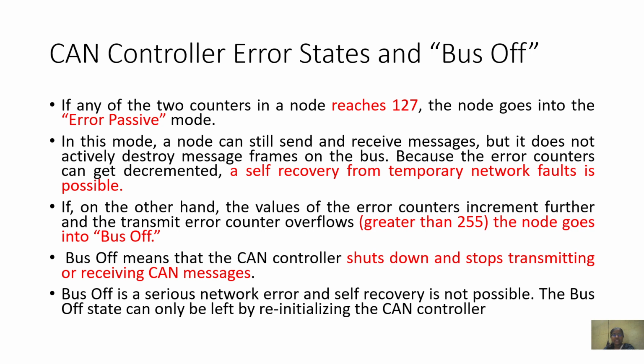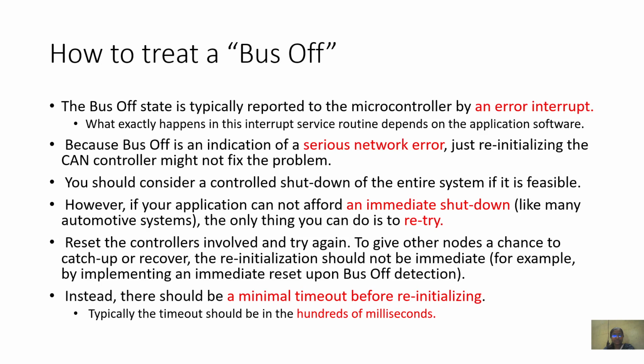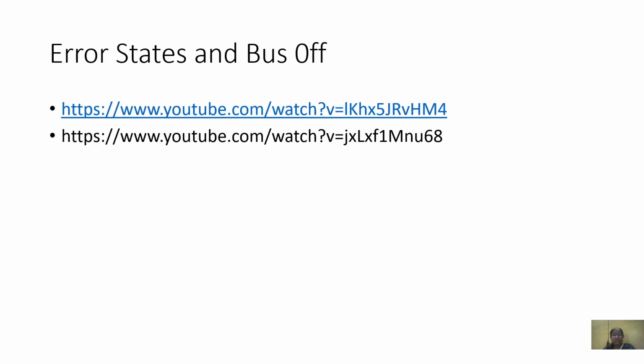In the other case, if the counter gets a value of more than 255, the node goes into bus off. Bus off means the CAN controller shuts down and stops transmitting or receiving CAN messages. Bus off is a serious network error and self-recovery is not possible. The bus off state can only be left by reinitializing the CAN controller. Because of the bus off state, it is typically reported to the microcontroller by an error interrupt. You can refer to more on the error states and bus off in this link.